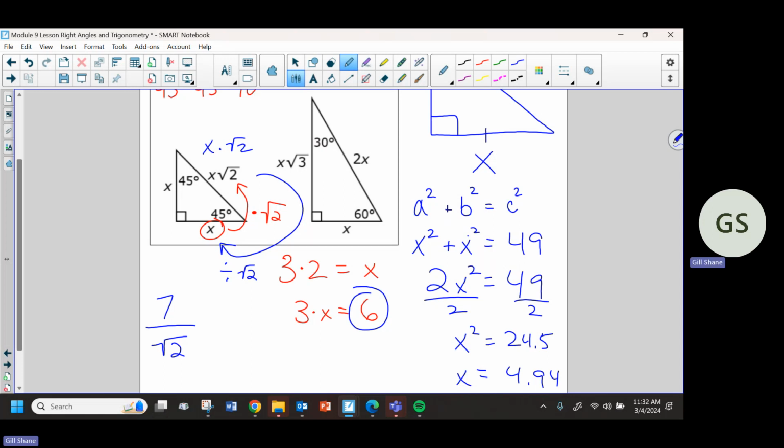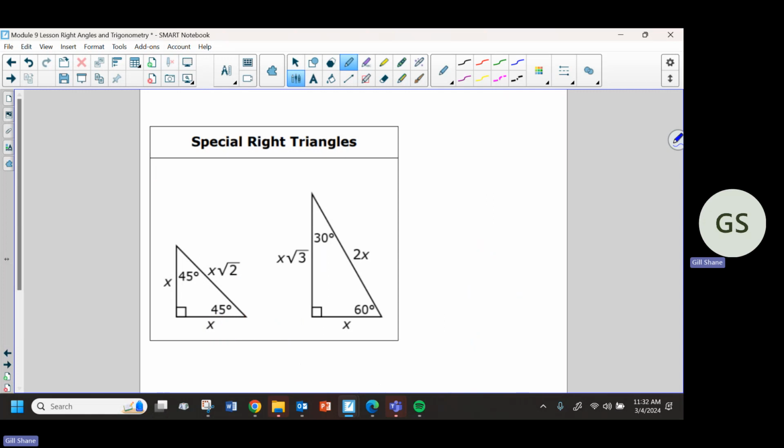Really quickly, because I've got to get through this, it's the same exact concept. This is a 30, 60, 90. This is recording, and we're going to go over it more tomorrow anyway. If I want to go from x, the shortest leg, to the hypotenuse, this will have 3 different length sides. To go from the shortest side to the hypotenuse, I multiply by 2. What do you think I do to go the other direction? Then you divide by 2. So if I want to go in the opposite direction, I divide by 2.